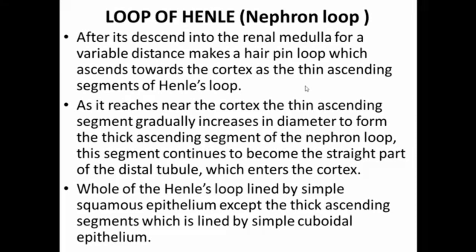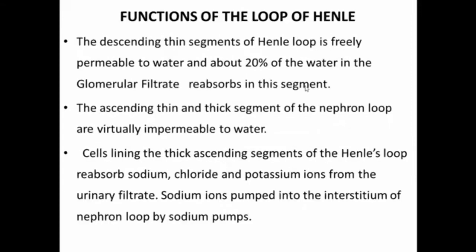After it descends into the renal medulla for a variable distance, it makes a hairpin loop which ascends towards the cortex as the thin ascending segment of the loop of Henle. As it reaches near the cortex, the thin ascending segment gradually increases in diameter to form the thick ascending segment of the nephron loop. This segment continues to become the straight part of the distal tubule, which enters the cortex. So note these points, which part is entering into the cortex, which part is leaving the cortex. Now the whole of the loop of Henle is lined by simple squamous epithelium except the thick ascending segment, which is lined by simple cuboidal epithelium.